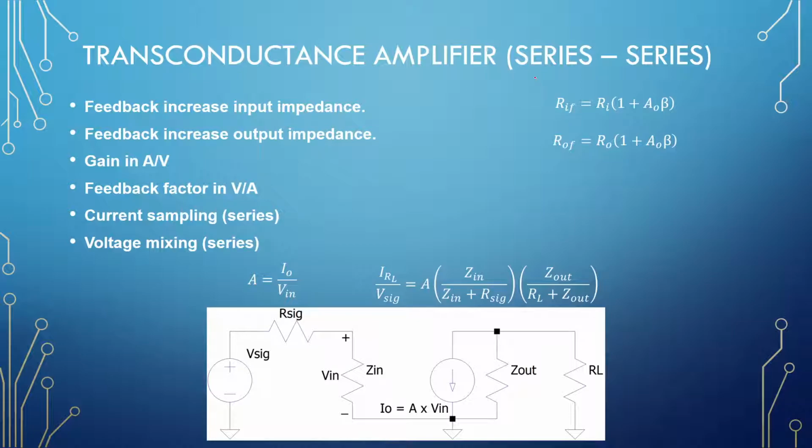Transconductance, series. Current is being measured in series at the output, voltage is being mixed in series at the input, and the transconductance amplifier takes in a voltage and gives out a current. So for voltage in we need a high input impedance, for current out we need a high output impedance. So both will be increased with feedback, both being multiplied by 1 plus A beta.